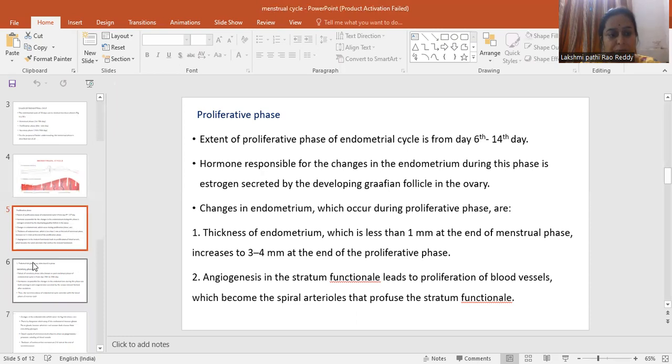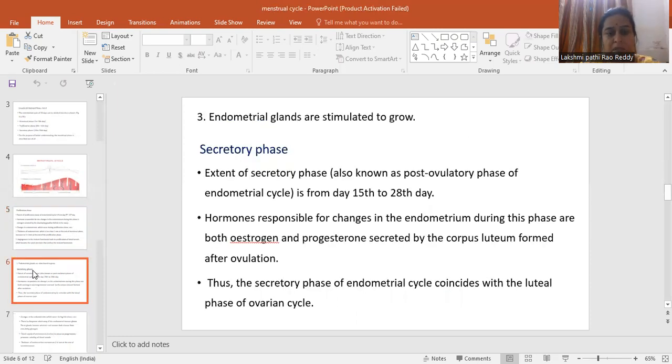What are the other changes? One more important change. One is the increase in thickness, then growth of the blood vessels, and again there are the endometrial glands. These endometrial glands are stimulated and will start to grow. So there will be growth of the endometrial glands. After the fifth day, from the sixth day onward, there will be the proliferative phase. Now, the next phase will be the secretory phase.